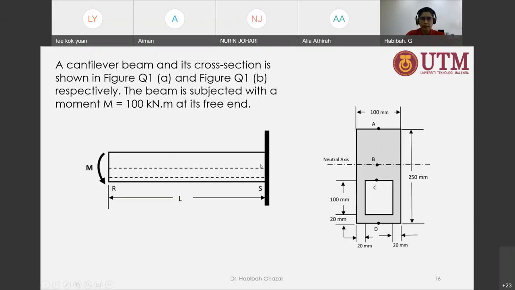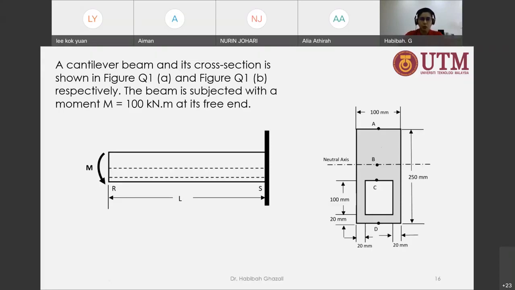And the other end is supported by a fixed support. You can see that the cross-sectional area here is a rectangle with another rectangular hole drilled out of this shape. So obviously, if you are asked to find bending stress, then we need to find the location of the neutral axis. That is the most important thing.